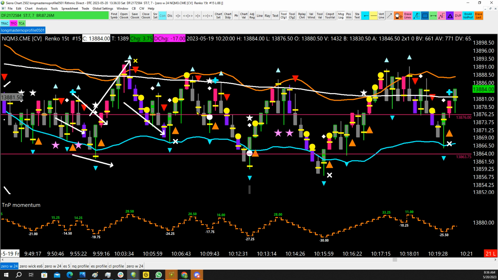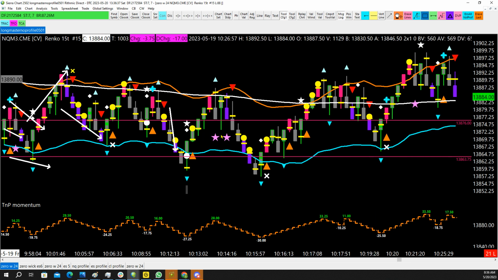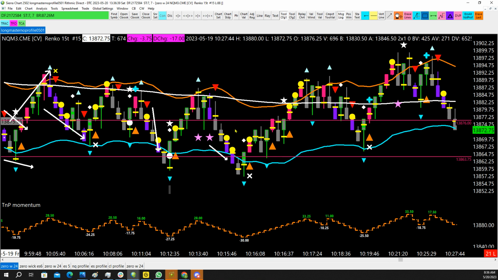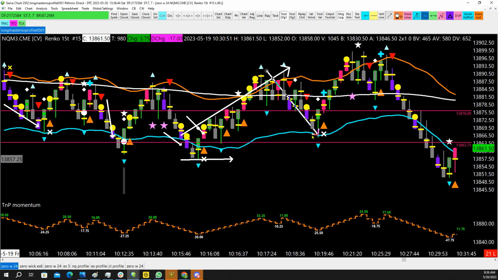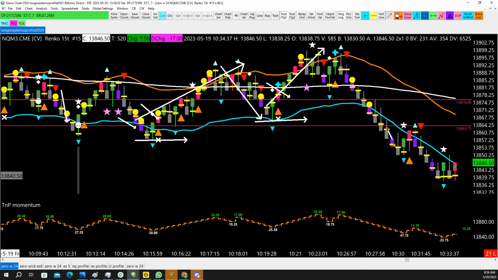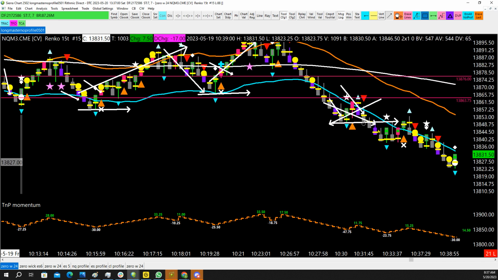Purple bar, no pink bar, nothing to do. Purple bar, no pink bar, nothing to do. Purple bar, triangle up, pink bar, stop, push. Market comes down, purple bar, triangle up on the pink bar, stop, push. Purple bar, pink bar, stop. Purple bar, pink bar, stop.